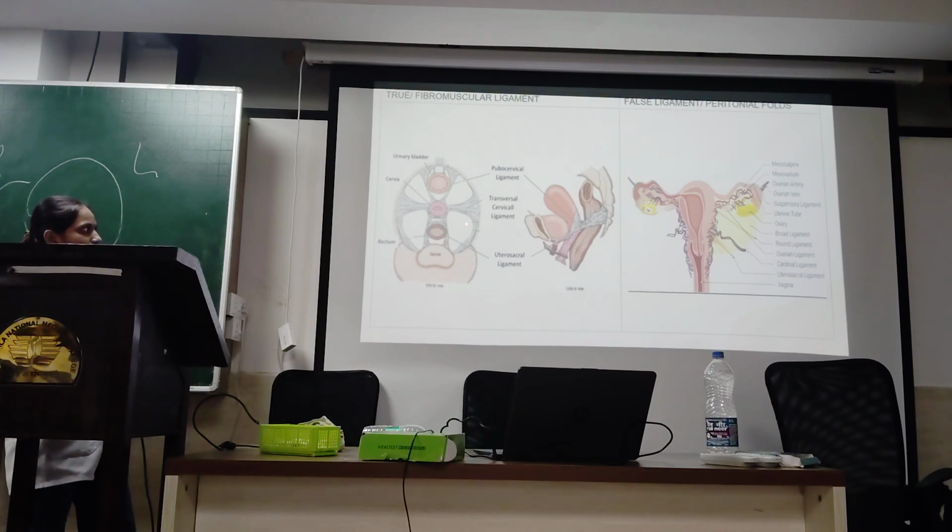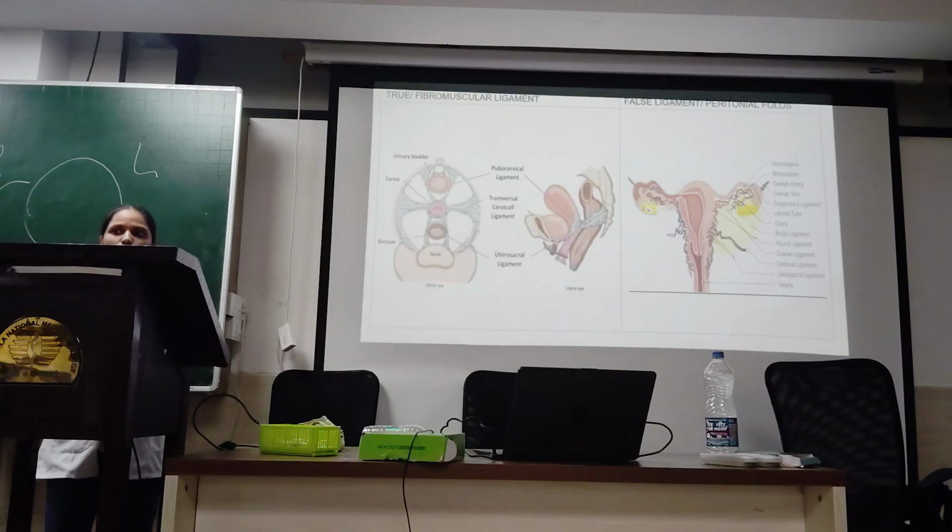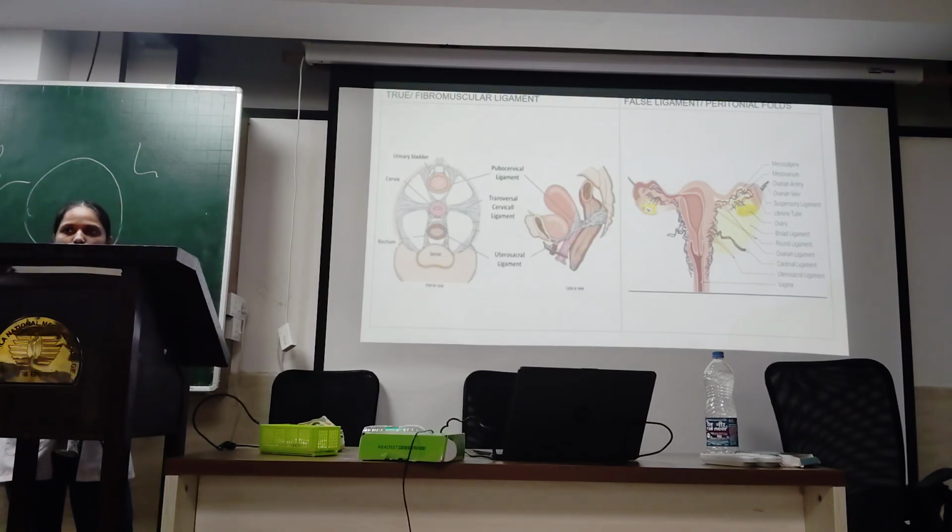And this is the transverse cervical ligament, which extends from the cervix to the lateral pelvic wall. The third ligament is the round ligament. The round ligament extends from the uterine cornu up to the labia majora via the inguinal canal. And the main function of the round ligament is to maintain the anteversion of the uterus.